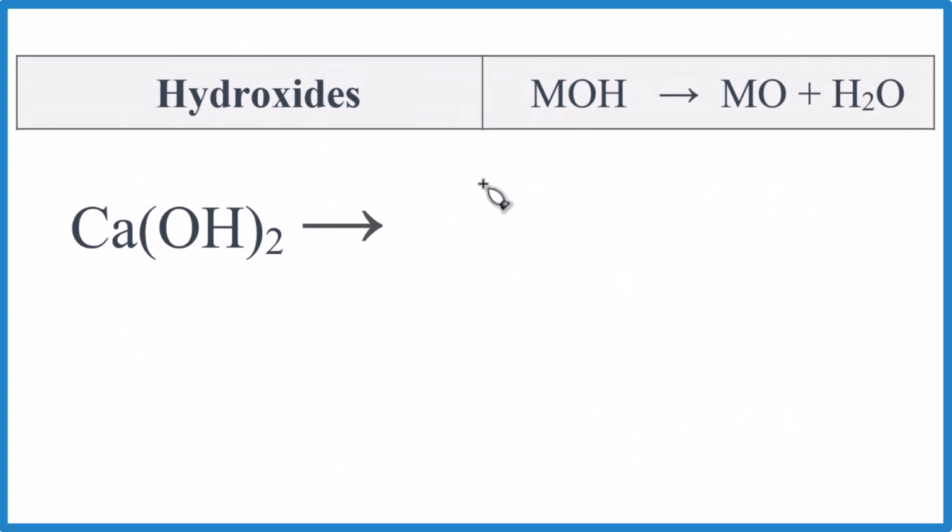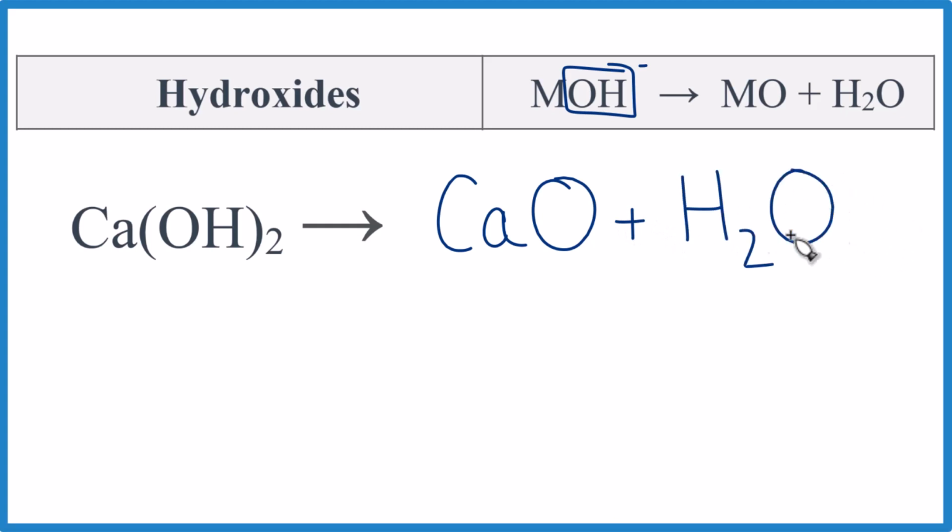So for hydroxides, we have our metal, that's the calcium here, and then the OH, this is called a hydroxide ion. It has a 1- charge, so it always has a 1- charge on it. And then we'll have our metal over here with oxygen, and then we'll have water. So we're going to take our calcium, then we have an oxygen with that, plus water. And that's how it works.